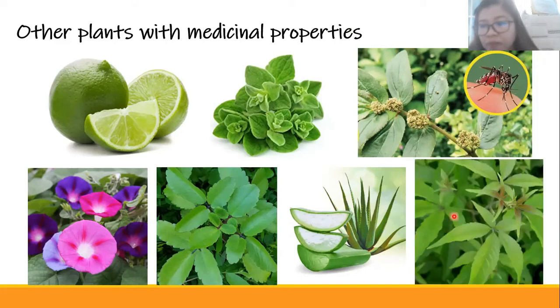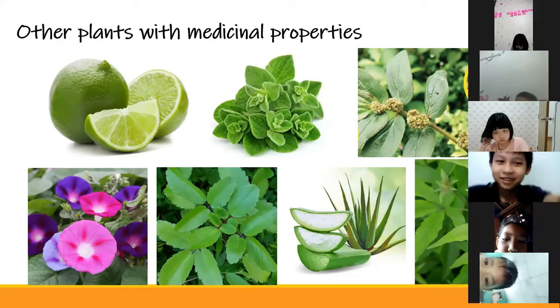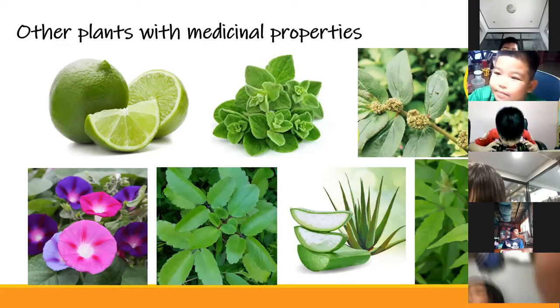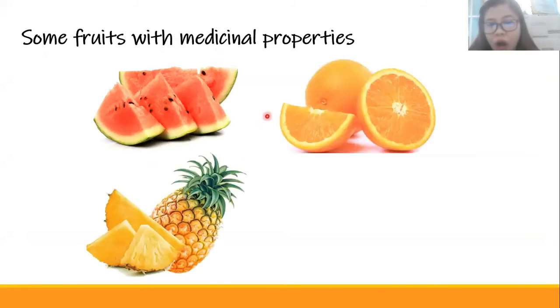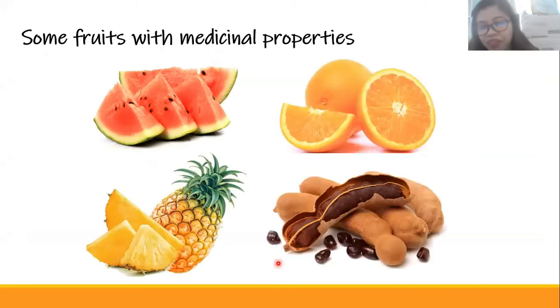And we also have the five-leaved chaste tree, which in the Philippines we call lagundi. This is good for cough also. So what other plants do you know with medicinal properties? Who among you here use plants as medicines until now? Okay, so let's proceed. Some fruits with medicinal properties: watermelon, pineapple, oranges, and tamarind. These are good for cooling the body.